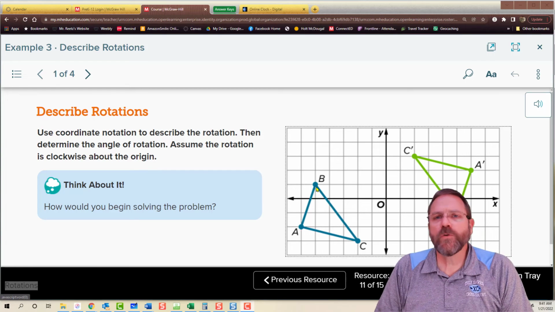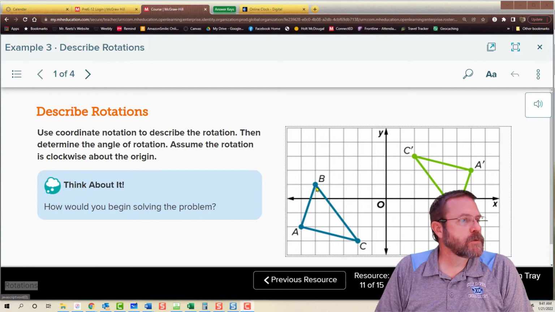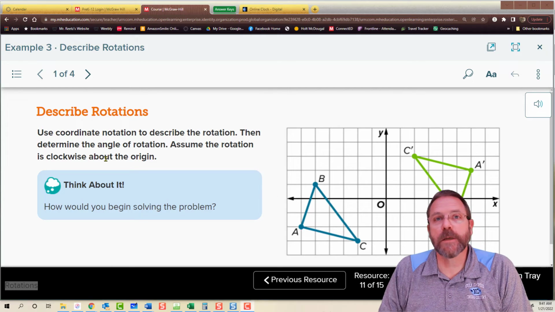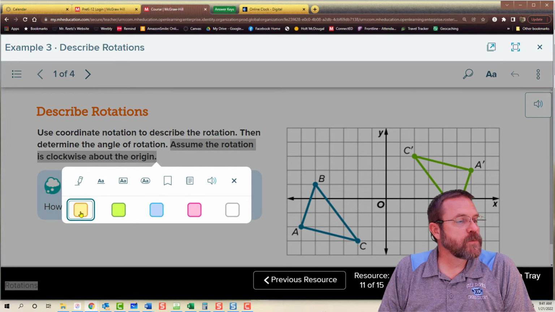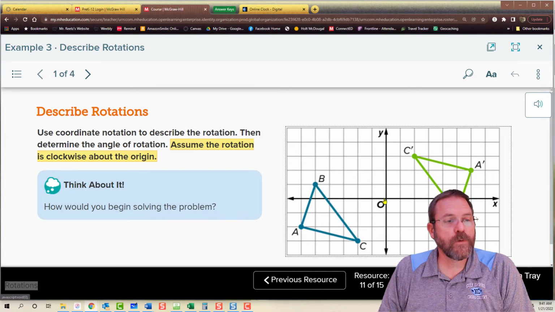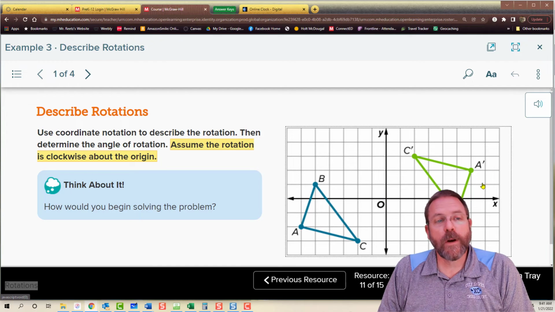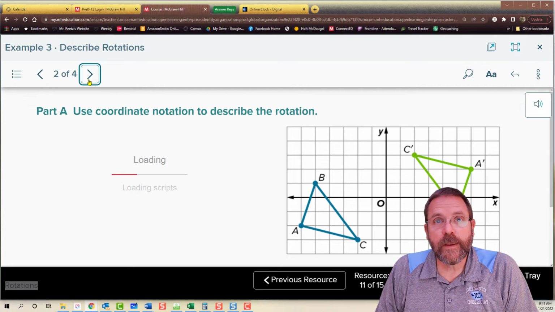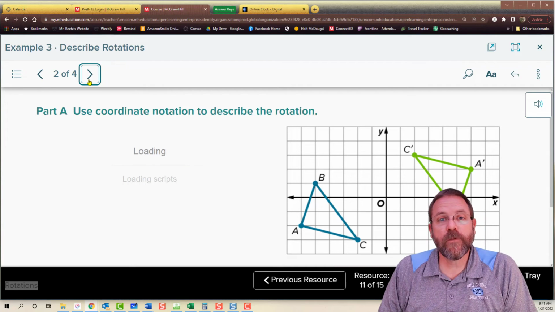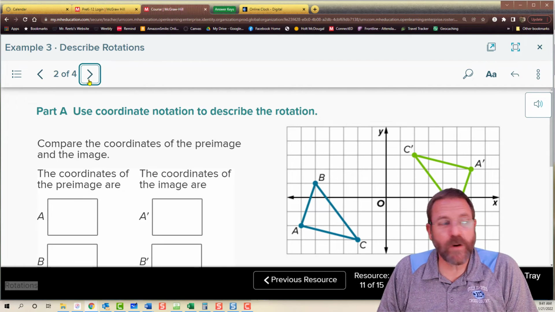Next, we want to be able to describe a rotation. So it says use coordinate notation to describe the rotation and then determine the angle of the rotation. Assume that the rotation is clockwise about the origin. So that's going to be an important part for every rotation we're looking at. We're just saying that they're rotating around the origin and they're going in a clockwise rotation. So this is going to be easier than you think it is, fellas. If you figure out 1 point, you know them all pretty much.